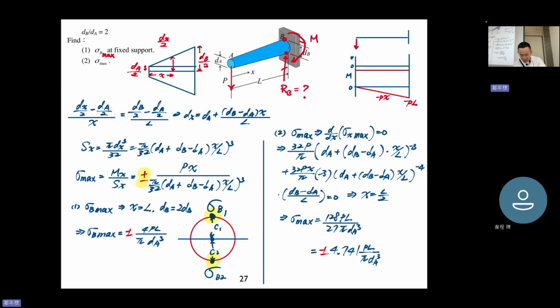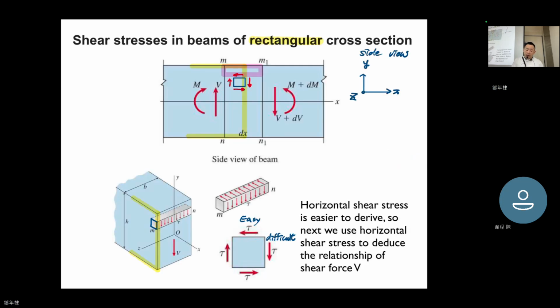This is the stress function of the material, the normal stress function of the material. You can use this function to determine the stress anywhere you want in this material. And then we introduced a really important concept: how to determine the shear stress in the section.